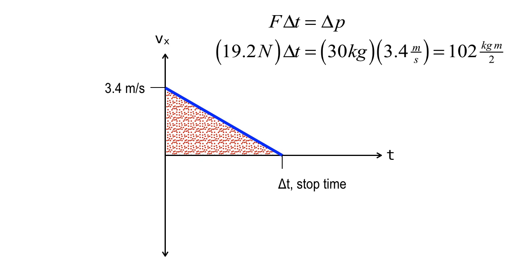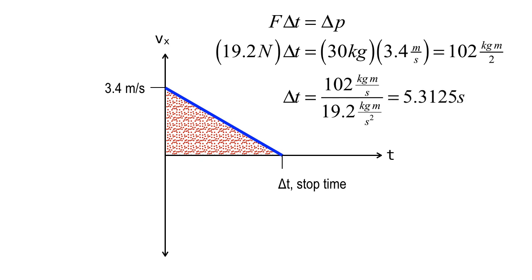So now, how do you get delta T by itself? Okay, divide like this. Divide both sides by 19.2, and you get delta T by itself. And then over here on the right, you get 5.3125. Better verify that. Is that right? 102 over 19. Yeah, that's about right.